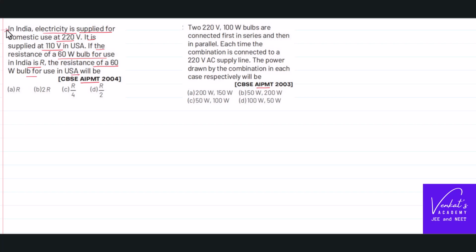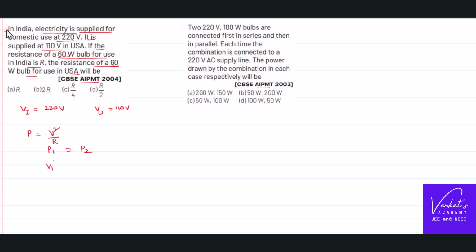So the first thing we can understand is there are two places. India, voltage is 220 volts. USA, voltage is 110 volts. But in both cases, the power is the same. What is the formula for power that we have? Power equals V square by R. In both cases, the bulb used is 60 watt, right? So power in both cases is the same.